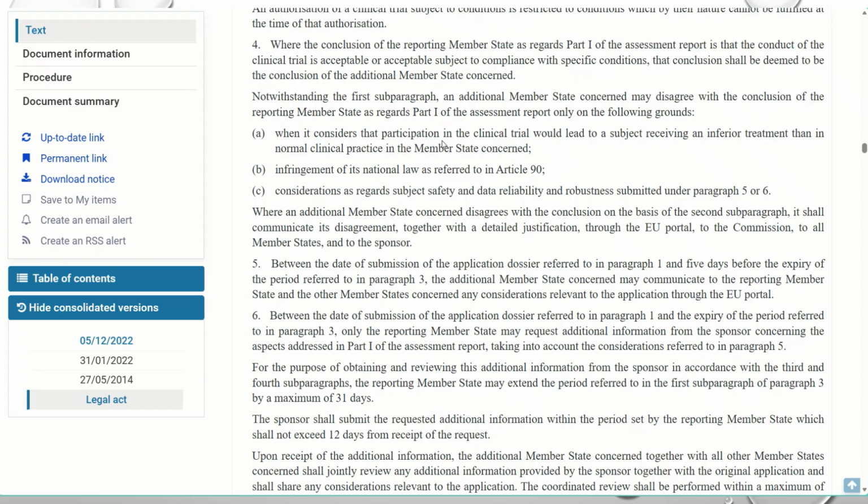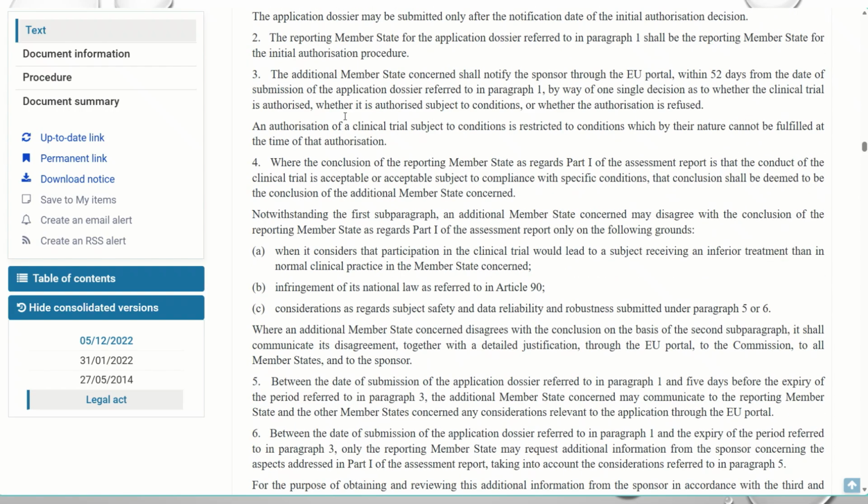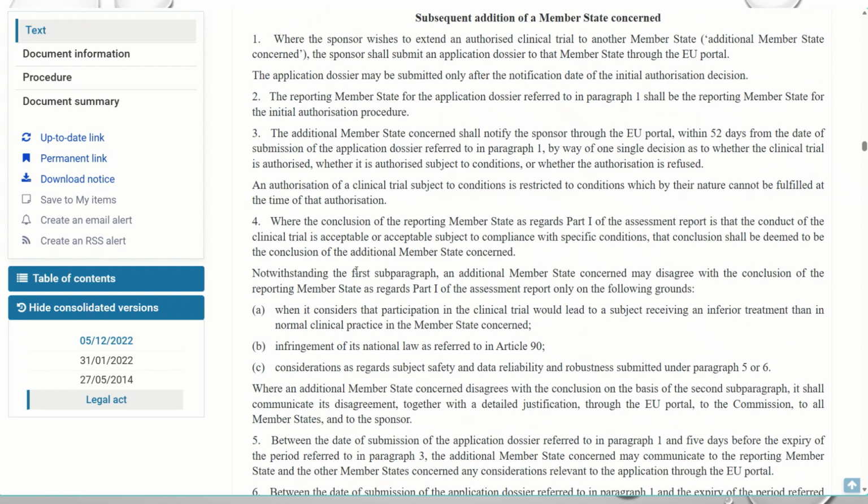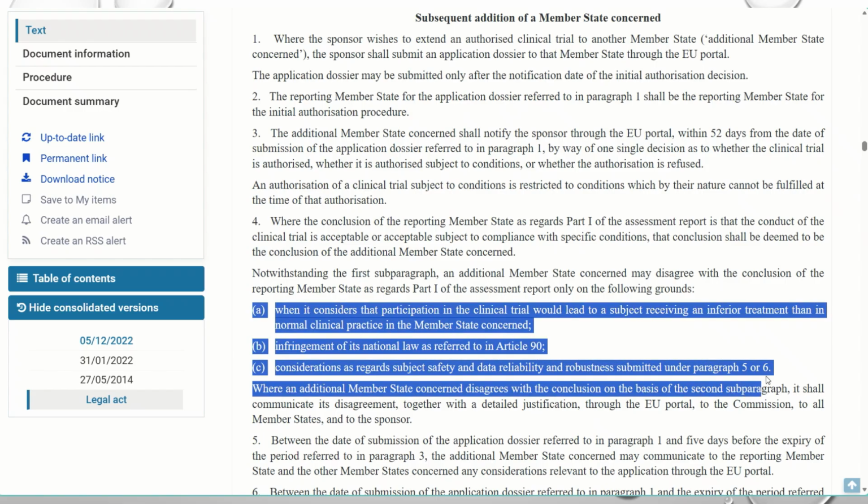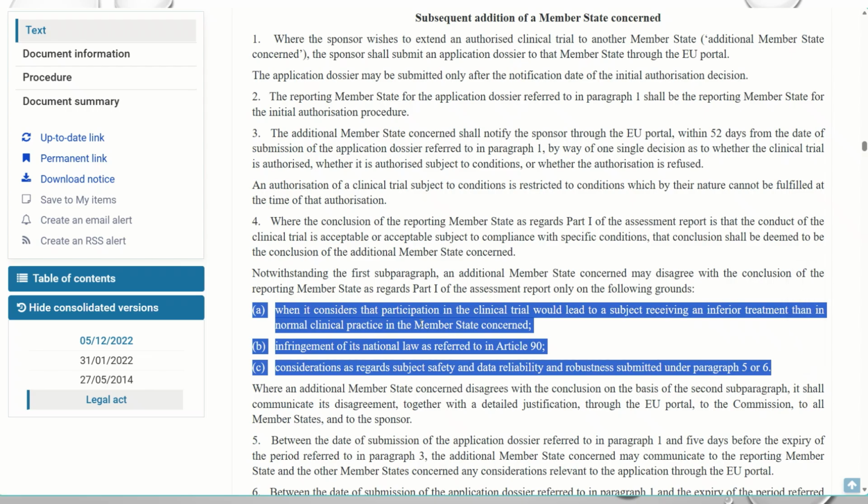So what is the time frame? The additional member state has to accept the Part 1 documents, and the only grounds on which it can refuse are the same as what was pointed out previously: that the clinical trial would lead to a subject receiving an inferior treatment than in the normal clinical practice in that member state, there's an infringement with regards to the national law of that member state, or there are issues with regards to subject safety and reliability and robustness of the data. So those are the three conditions that they can refuse.